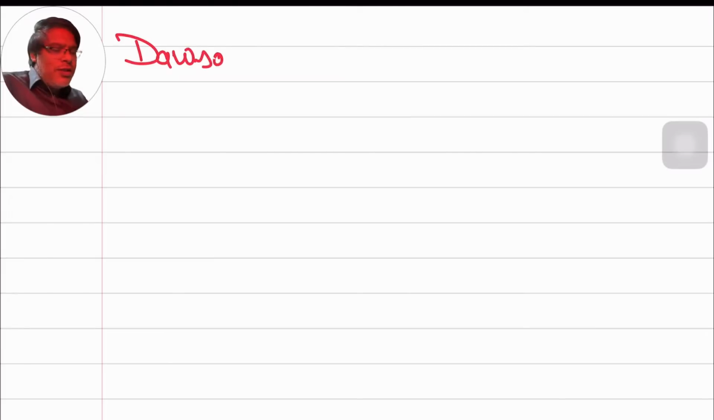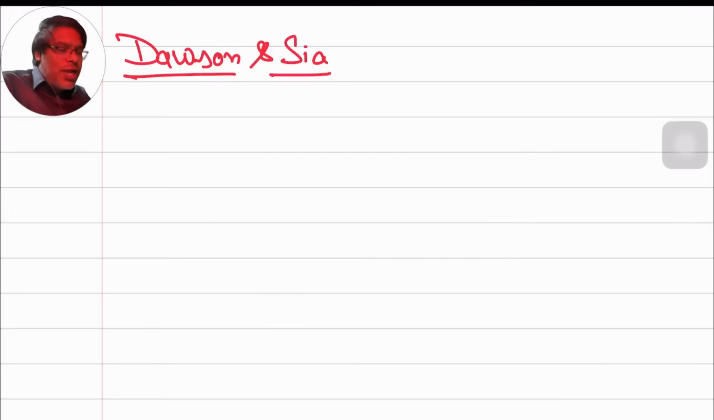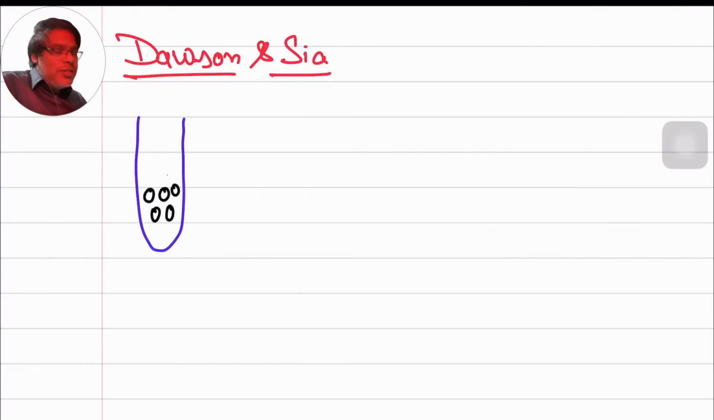Now here, before starting the discussion about the Avery et al. experiment, because the Avery et al. experiment gives the clarity on what the transforming agent is, I just want to tell you about the experiment done by Dawson and Sia.